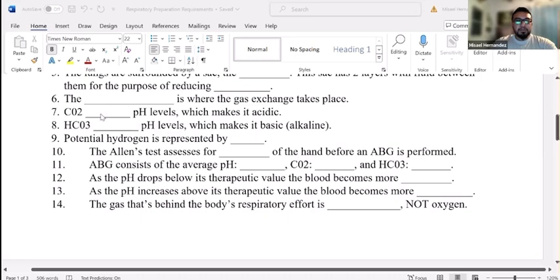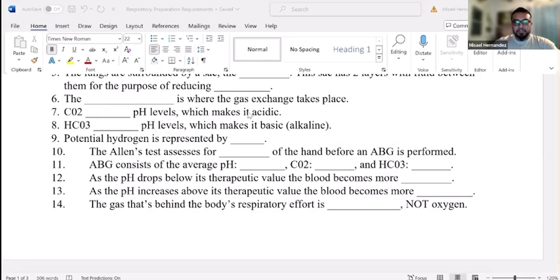Number seven, CO2 blank pH levels, which makes it acidic. Number eight, HCO3 blank pH levels, which makes it basic or alkaline. Number nine, potential hydrogen is presented by blank.